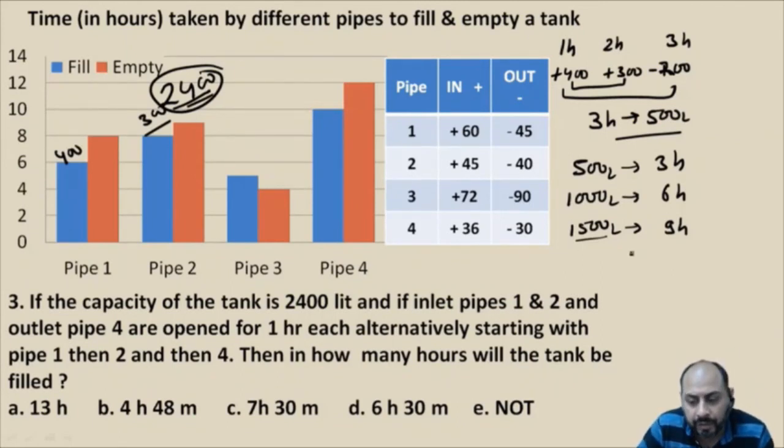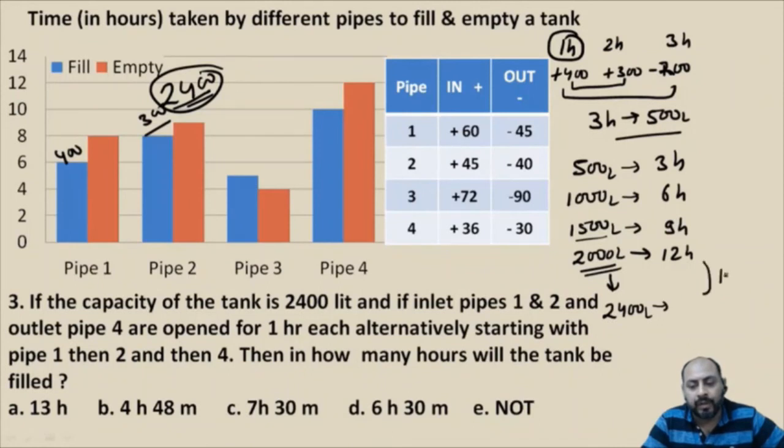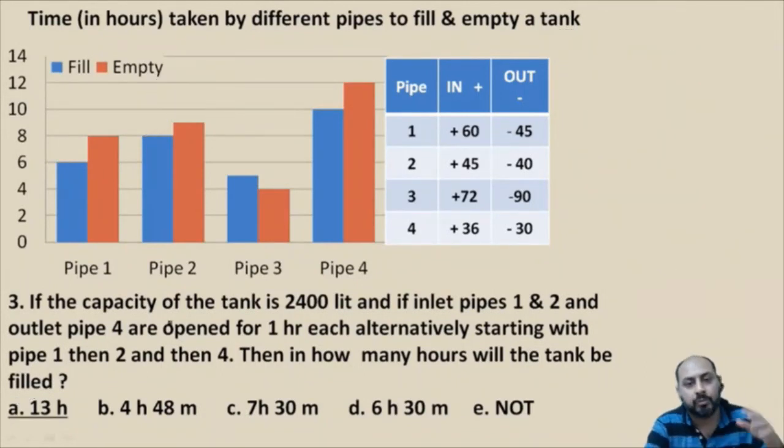So another 3 hours, and at the end of the 12th hour, the tank would be filled by 2000 liters, right? Now comes the turn of pipe number one, which fills 400 liters in an hour, and we have exactly a deficit of 400 liters in the tank. So from 2000 to 2400 liters, only 1 hour will be required by pipe one. We'll be adding 400 more liters, and exactly at the end of the 13th hour, the tank would be filled. So the answer to this is option A, that happens to be 13.